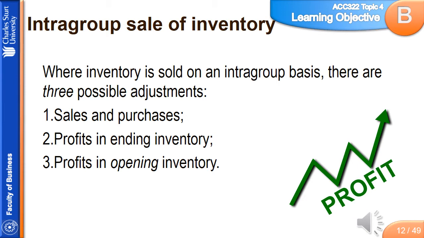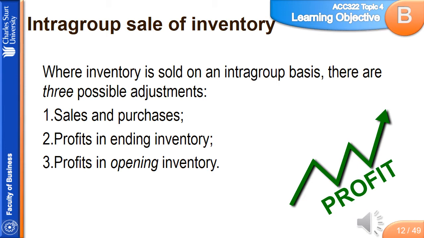However, quite often the second or third event occur, being profits in ending inventory, meaning there's been a transfer of inventory from one entity to another, and that's either all of it or some of it is still on hand at the end of the period. Or point 3, there's profits in opening inventory, which is in the prior period there was a transfer of inventory and it's still on hand in the current period.